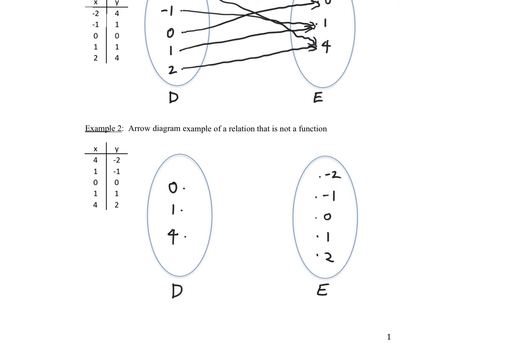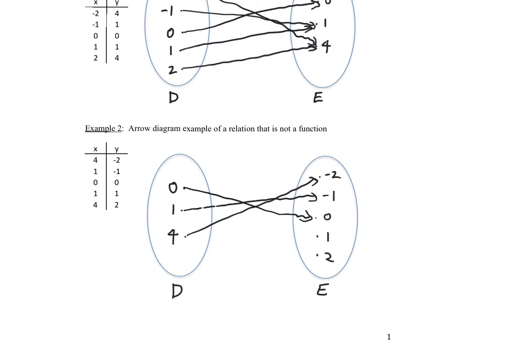And the rule associates the x value with the corresponding y value. So we can see that 4 is going to go to -2, so we put an arrow going there. We see that 1 is going to go to -1, so we're going to put an arrow going from 1 to -1. 0 is going to go to 0.